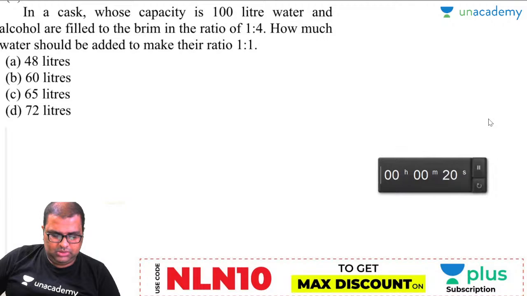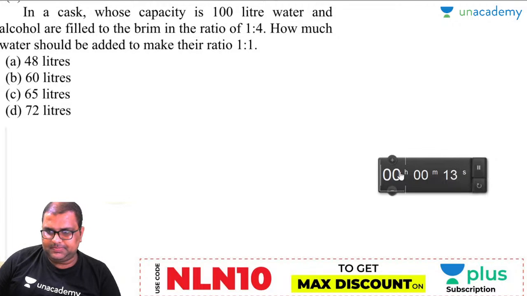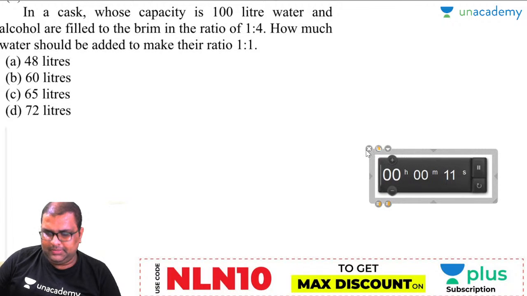20 seconds more. Sanjana said that it is B. What about the remaining persons? Sanjana gave the answer in 30 seconds. Very good, yaar. Suraj, what about your answer?